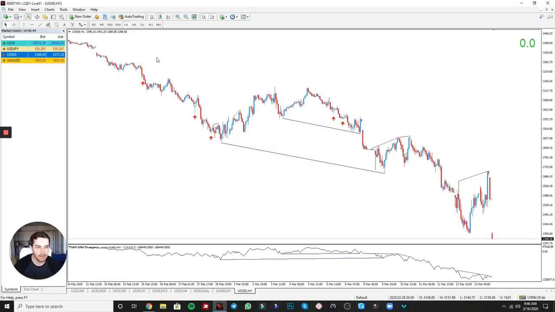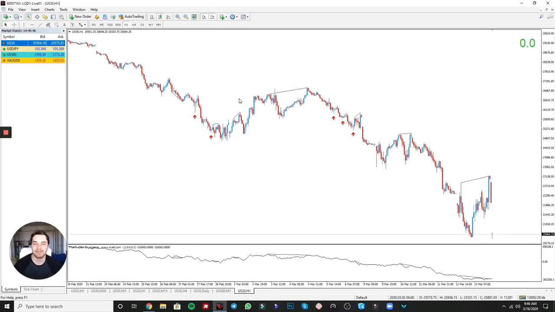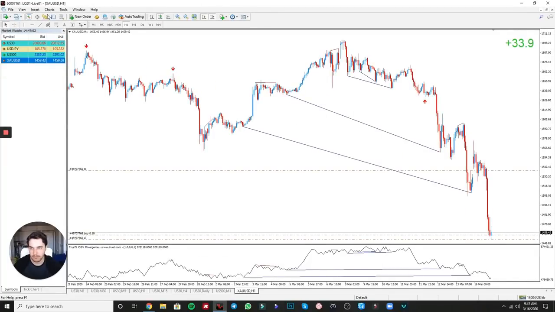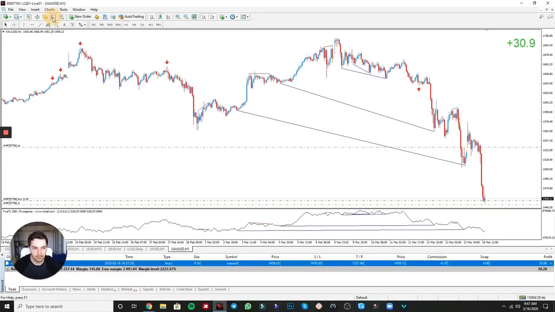Okay, S&P 500. Oh my God. S&P 500. Oh my goodness. Look at that. So assuming this thing keeps on falling, gold should just keep on spiking up. Like gold should just shoot up. Look at gold right now. Okay. Yep. There we go. We're up 30 pips on gold.